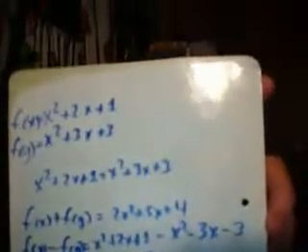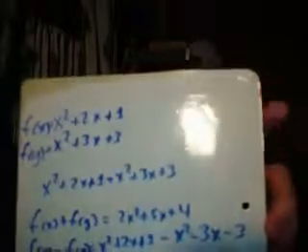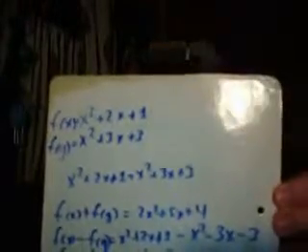Alright. You have your first equation up here, which is f of x equaling x squared plus 2x plus 1, and g of x equaling x squared plus 3x plus 3. So f of x plus g of x equals x squared plus 2x plus 1 plus x squared plus 3x plus 3. If you add this together, x squared plus x squared equals 2x squared, 2x plus 3x equals 5x, and 1 plus 3 equals 4, and so therefore there's your answer.